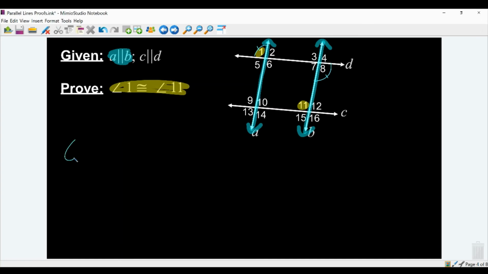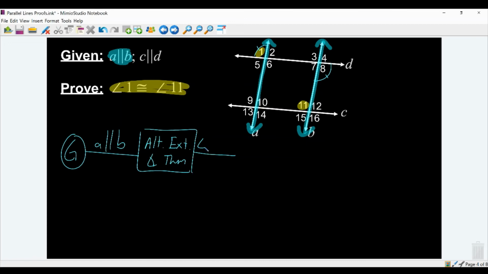So I'm going to go ahead and start with my given. A is parallel to B. Using the alternate exterior angles theorem, we can say that angle 1 is congruent to angle 8. So I'm creating my flow chart here. Angle 1 is congruent to angle 8. All right, so I already got one of my angles.